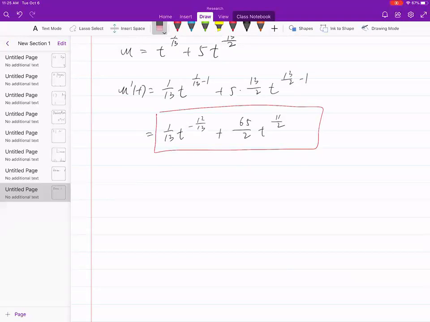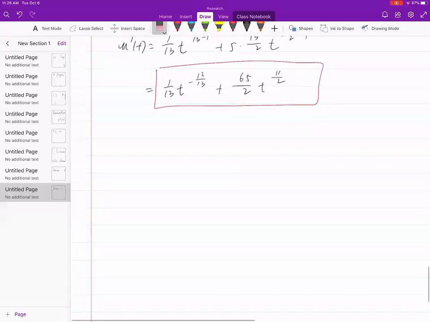Any other questions, Anton? Cool. Zach, what's your question? 3.1, still number 9. Oh, differentiate the function. No, 15.